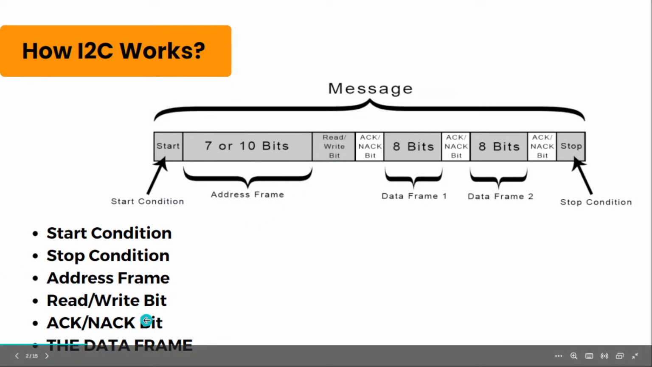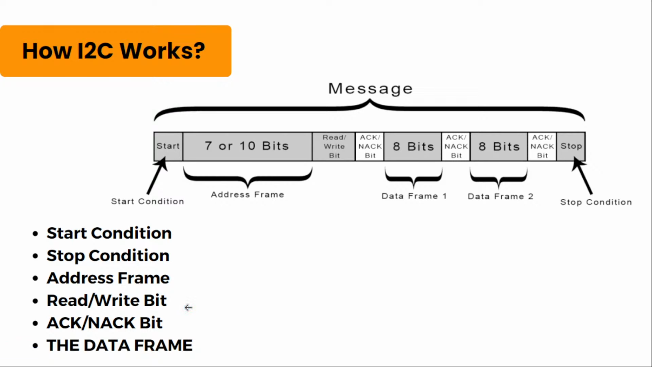And coming to the read and write bit, a single bit specifying whether the master is sending data to the slave or requesting data from it. The address frame includes a single bit at the end that informs the slave whether the master wants to write data to it or receive data from it. If the master wants to send data to the slave, the read or write bit is at a low voltage level. If the master is requesting data from the slave, the bit is at a high voltage level.